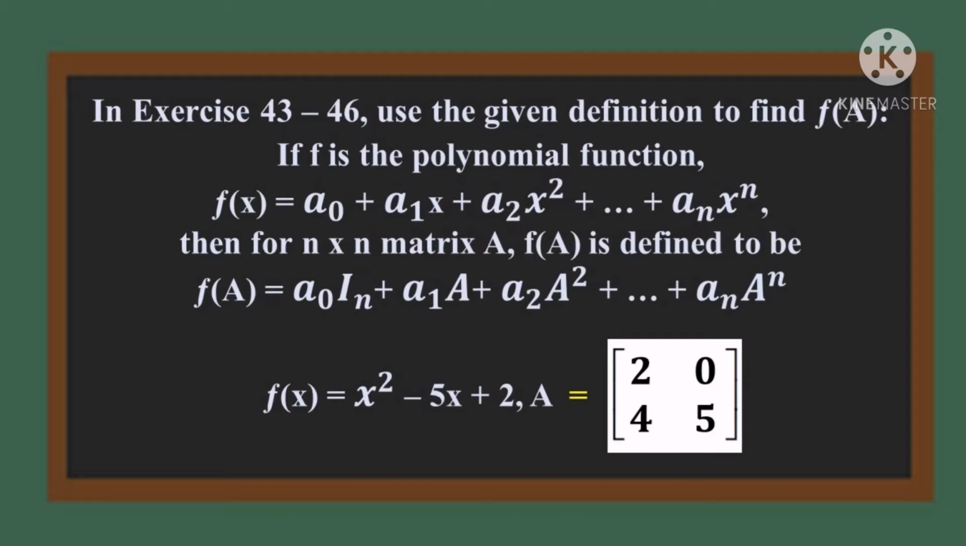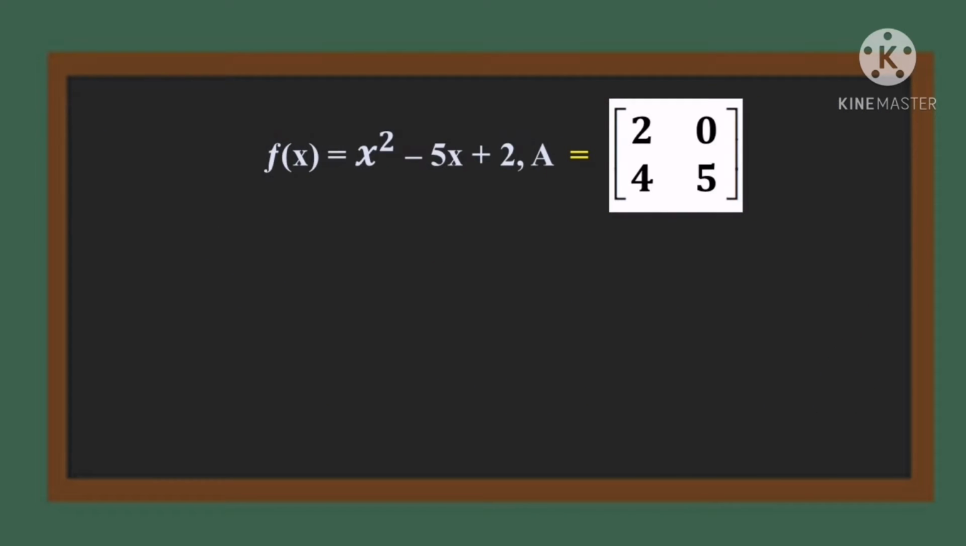Exercises 43 to 46, use the given definition to find f of A. If f is a polynomial function, f of x is equal to a sub 0 plus a sub 1 x plus a sub 2 x squared up to a sub n x raised to n, then for an n by n matrix A, f of A is defined to be a sub 0 I sub n plus a sub 1 A plus a sub 2 A squared up to a sub n A raised to n, where the function f of x is equal to x squared minus 5x plus 2 and A is the 2 by 2 matrix 2, 0, 4, 5.